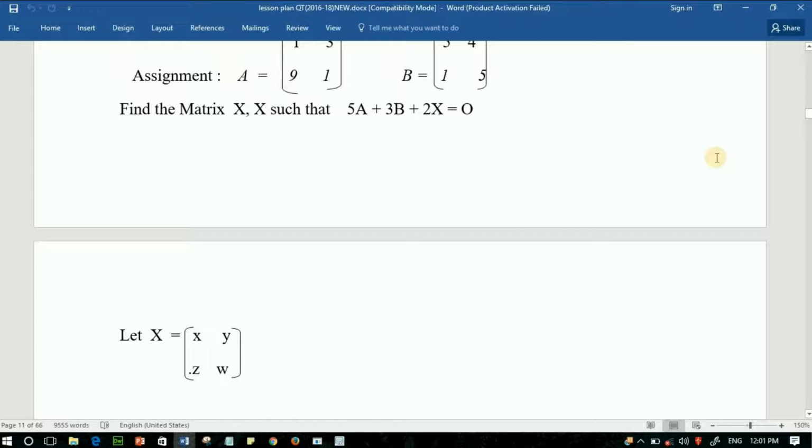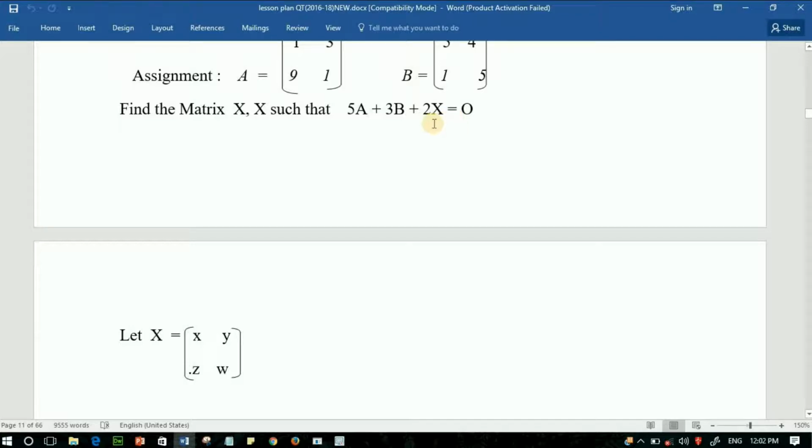So it means 0 is a bold 0. That means we are adding all the matrices. The answer is always a matrix. And another thing, you can see that A is a 2 by 2 matrix, B is a 2 by 2 matrix, and X should be a 2 by 2 matrix, and a 0 matrix also should be a 2 by 2 matrix.